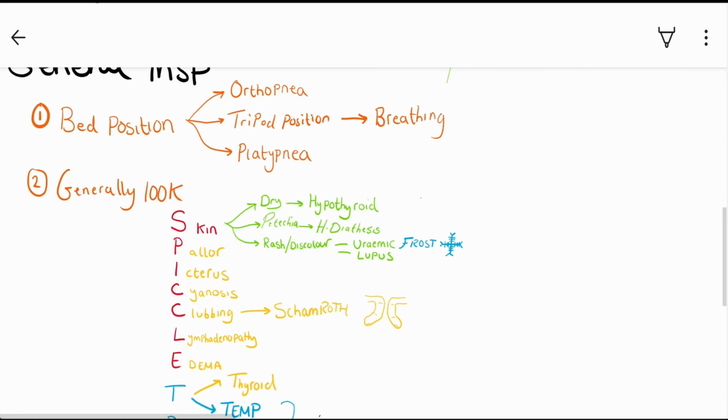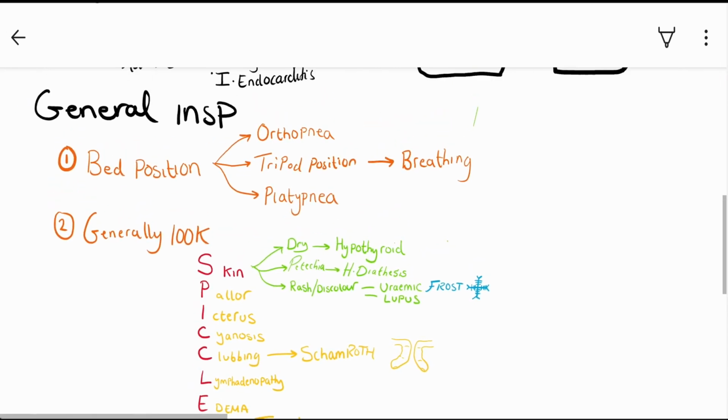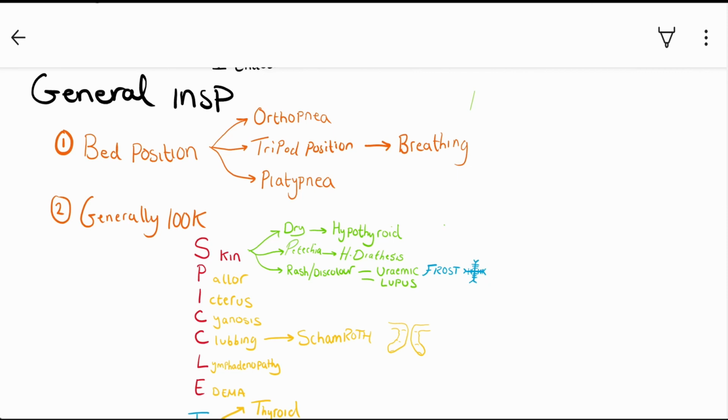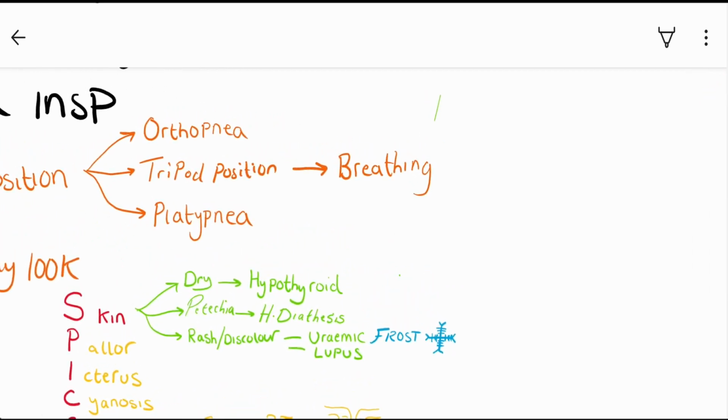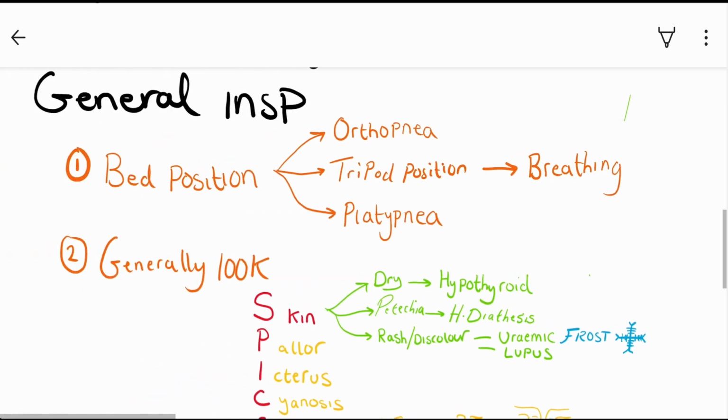When you walk into the patient's room, hopefully you will think of these two things. Number one, how is the patient positioned in the bed? Number two, how does the patient look? Okay, now firstly, what position are they in? In an orthopneic position, a platypneic position, or a tripod position? Of course, they could be in a number of different positions, but just keep this in the front of your mind. Okay, it would give you some ideas into what the patient may or may not be suffering from.